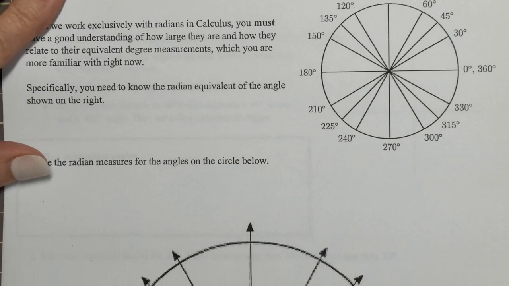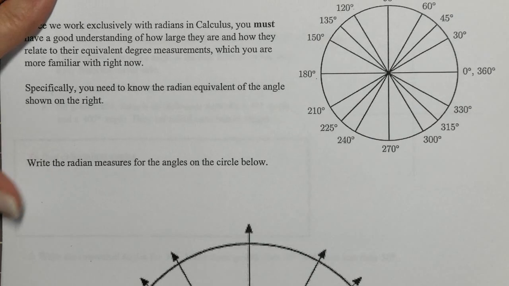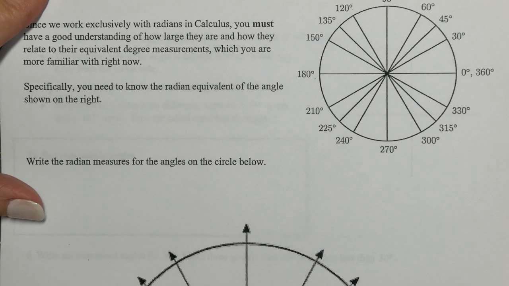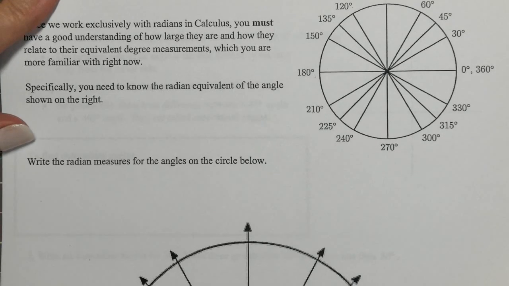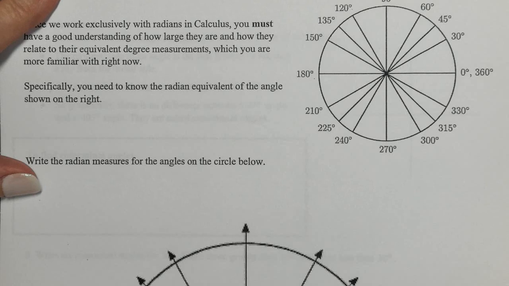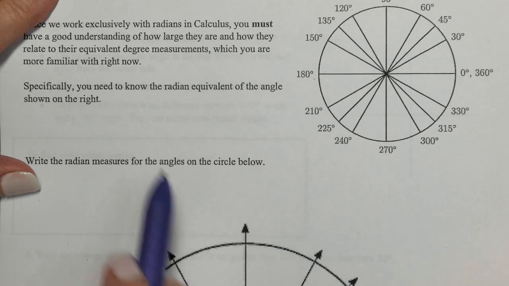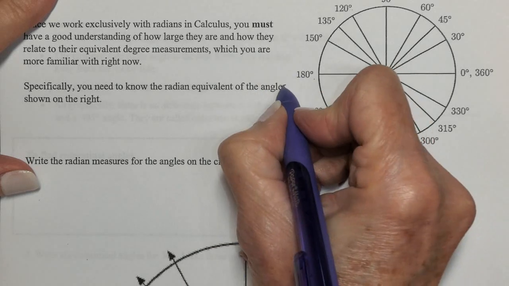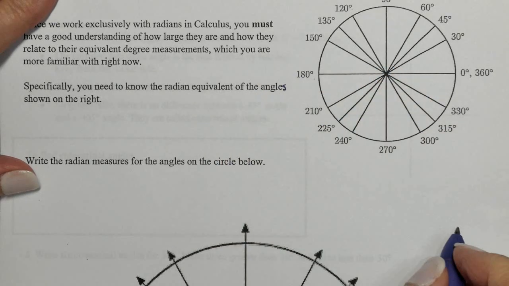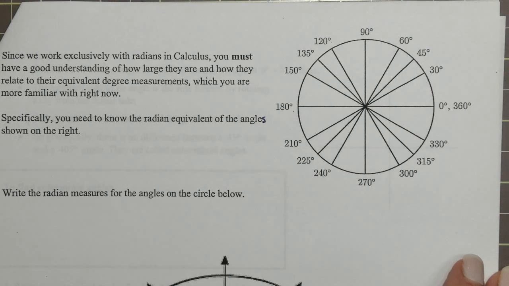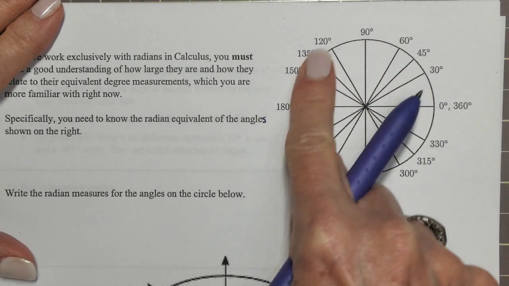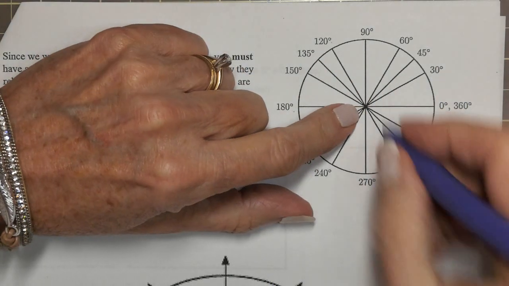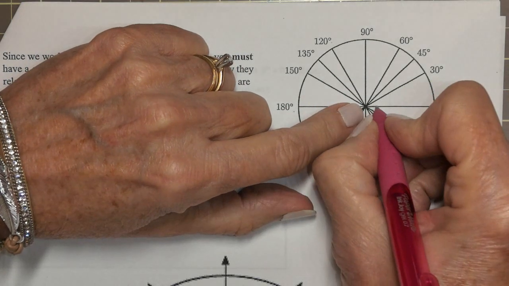Since we do work exclusively with radians, you must have a good understanding of how large they are and how they relate to their equivalent degree measurements, which you right now are more familiar with. Specifically, we need to know the radian equivalent of the angles shown on the right. So these are our degree measures, and we know that this is 0 degrees right here.